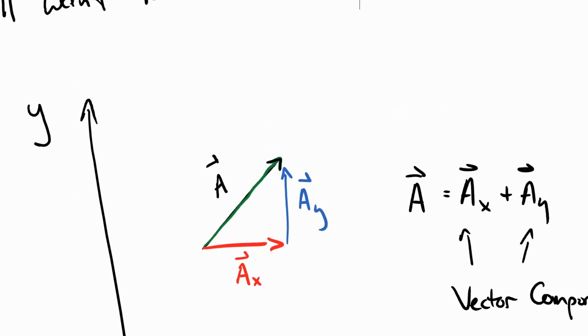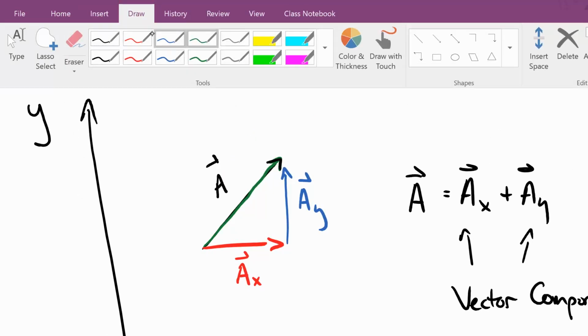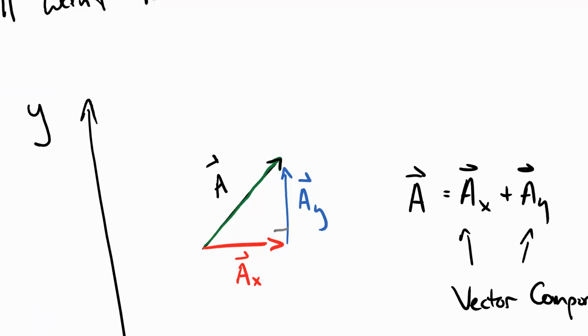Now, this should be something that we are familiar with. As I look at this shape, I'm like, oh my goodness, it's a right triangle. If I know this angle, I know that the x component, the length of AX, you notice I'm not drawing my arrow, is A cos theta, because cos theta is AX over A, the length of these sides. Similarly, AY is A sin theta.